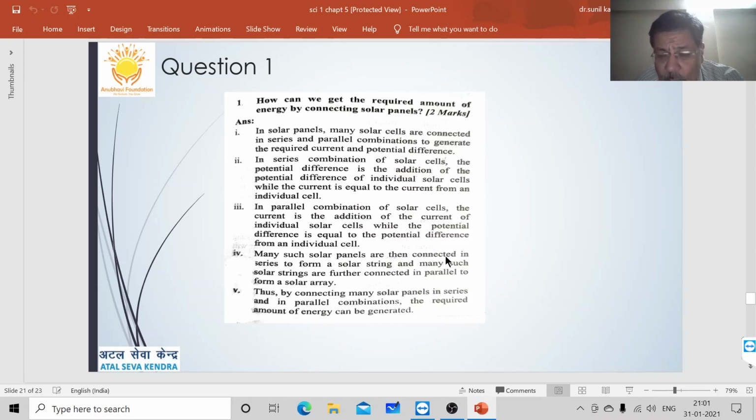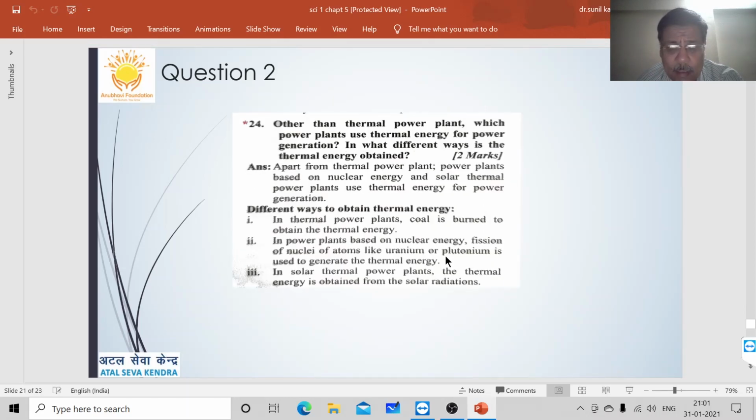Many such solar cells are connected in series to form a solar panel, and many such solar panels are connected in series to form a solar string, and many such solar strings can further be connected in parallel to make a solar array. Thus, by connecting many solar panels in series and parallel, the required amount of energy can be generated. So this is how you are supposed to write this answer. Let's see the next question.